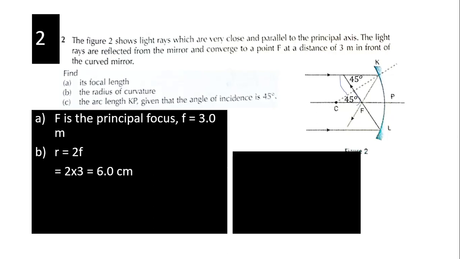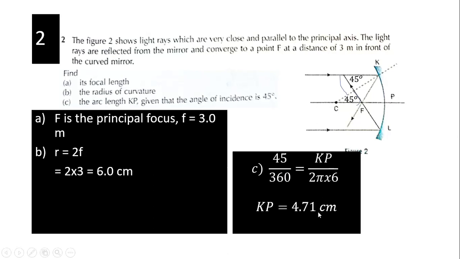Tangent 45 equals tangent KP over 6? You can't use that. You have to use the circle. 45 over 360 is KP over 2 pi r. R is the radius. Compare the angle to the arc there, 360 compared to the circumference. This is circumference. And from there, calculate. No tangent here.